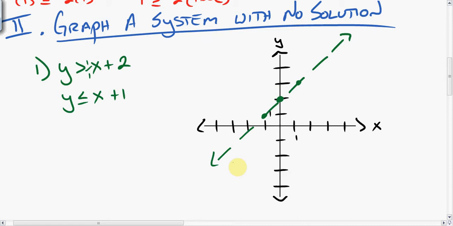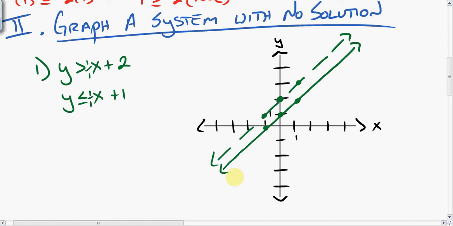Okay. Next, let's graph the second equation, which is y is less than or equal to x plus 1. So this tells me I'm going to have a solid line. So I'm going to plot a point at y equals 1. My slope is again 1, which is 1 over 1. So I could go up 1, right 1, plot a point, or I could go down 1, left 1, and plot a point. So I'm going to draw a nice line here, solid this time, passing through my points. And you probably see that they're parallel.